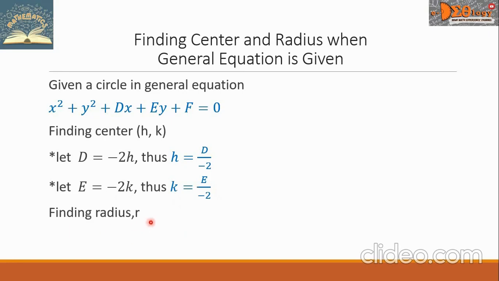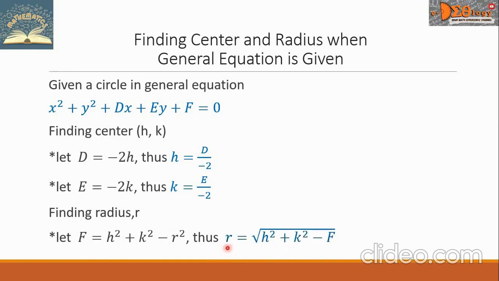Now let us solve for the radius r. We let f equals h squared plus k squared minus r squared. Solving for r, this negative r squared we're going to transpose on the left side, so from negative it becomes positive. And this positive f, we're going to transpose on the right side, from positive it becomes negative. So we have now r squared equals h squared plus k squared minus f. If we take the square root of both sides, we will get the value of r. So we have now r equals the big square root of the quantity h squared plus k squared minus f.